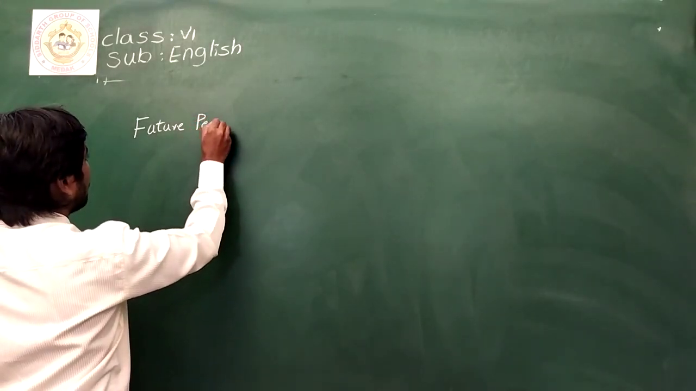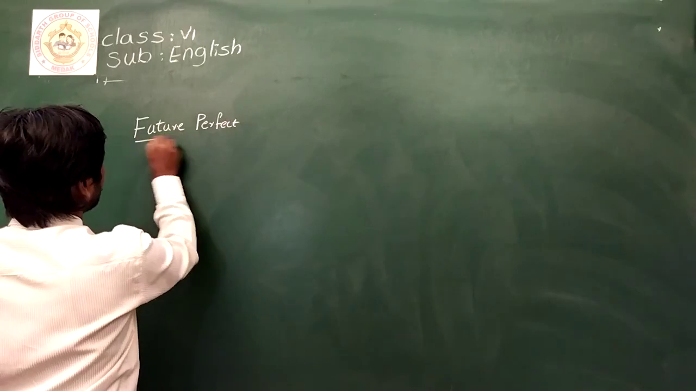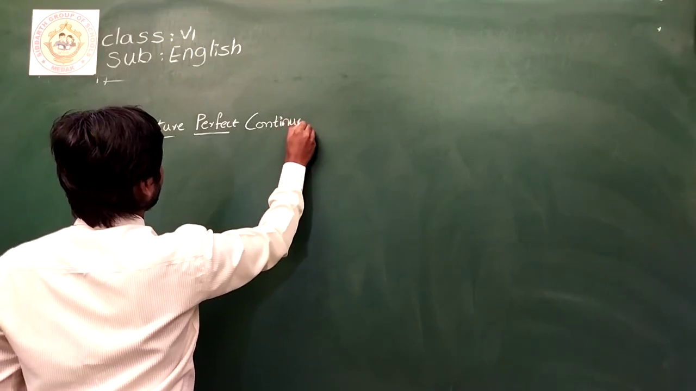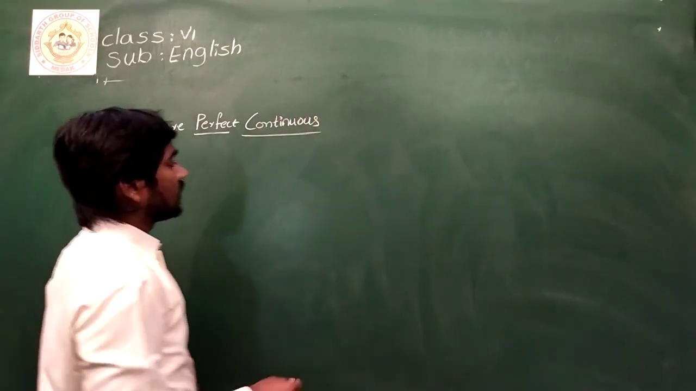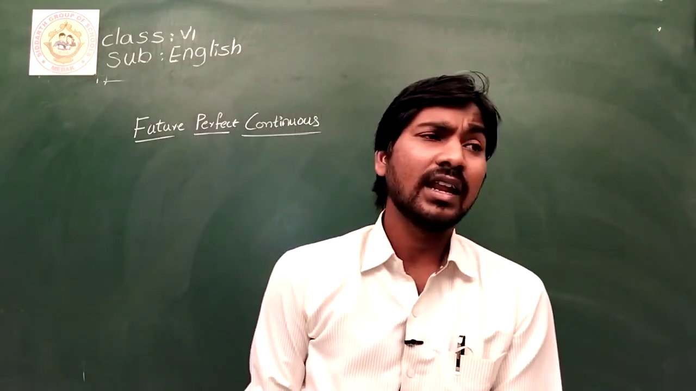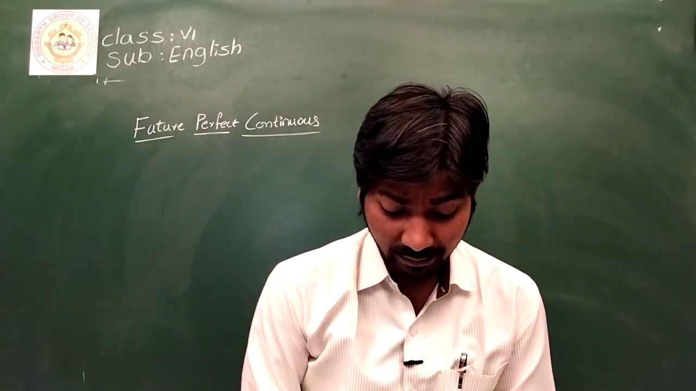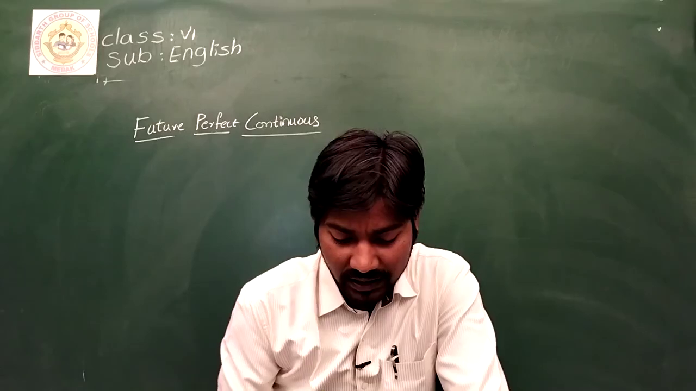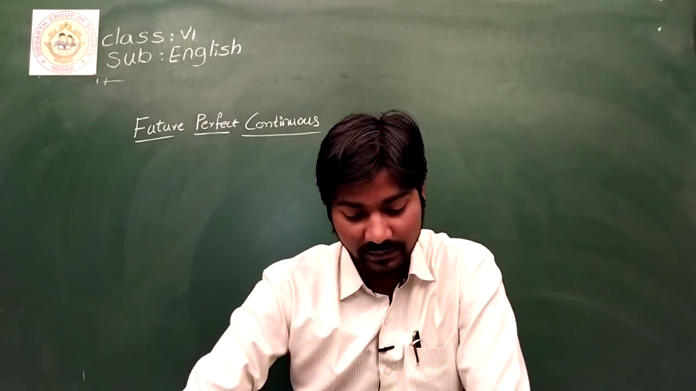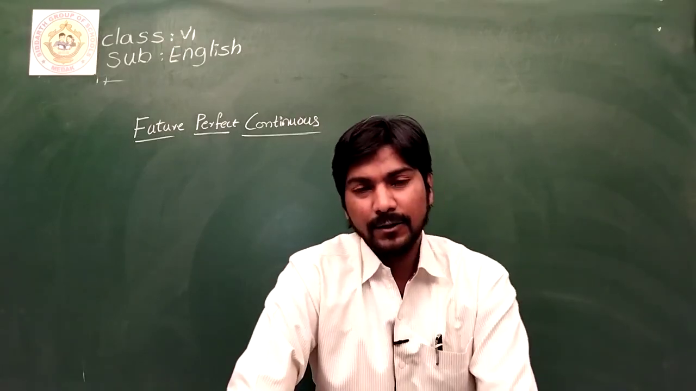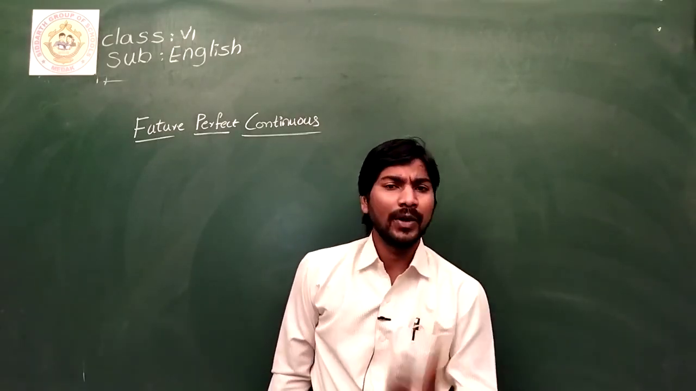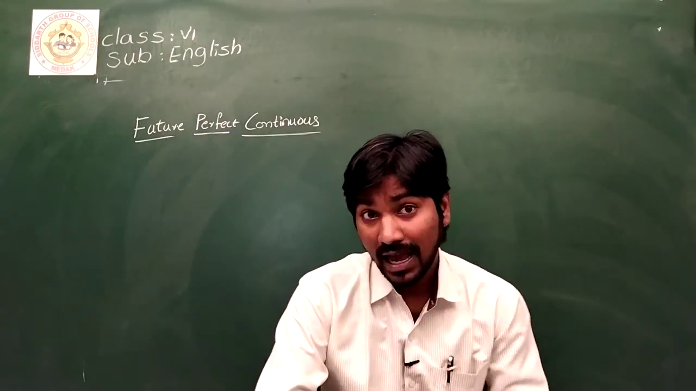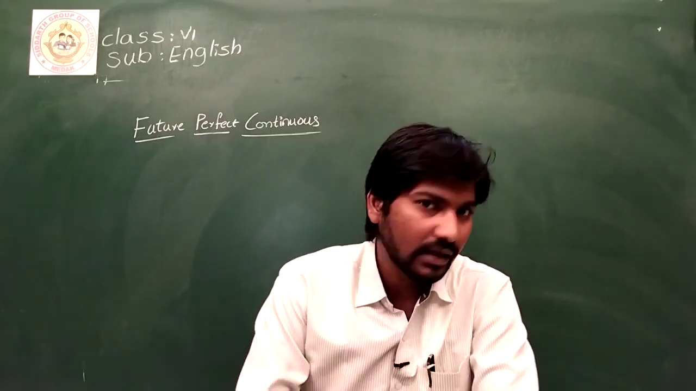Future perfect continuous tense. So children, you understood perfect tense means always the completed actions. And now what about this future perfect continuous? Continuous tense means ongoing actions, so future continuous means ongoing actions in the future. Let me write the structure on the board, then later you can understand.